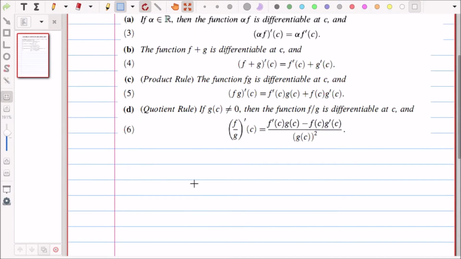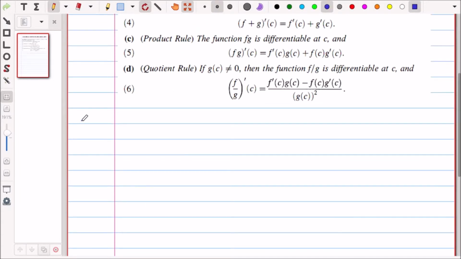Okay. Is this screen still visible to everyone? Yes, sir. Okay. Yes, there were some problems. Yes, now it is fine.